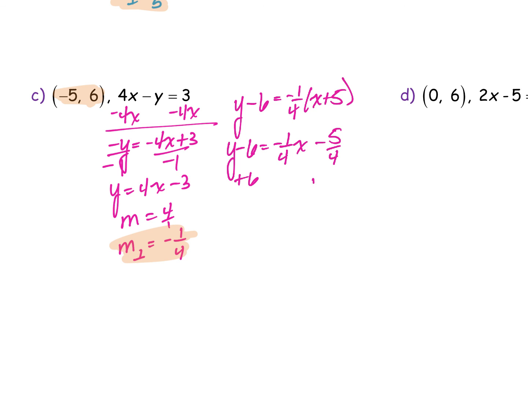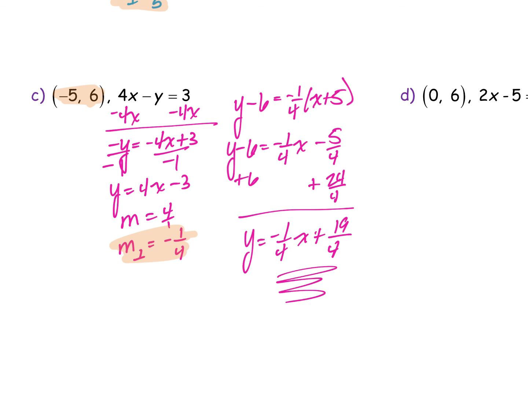Add 6, add 24/4. So y is going to equal 1/4 x plus 19/4. Ugly. That was ugly. Huh? That's awesome.